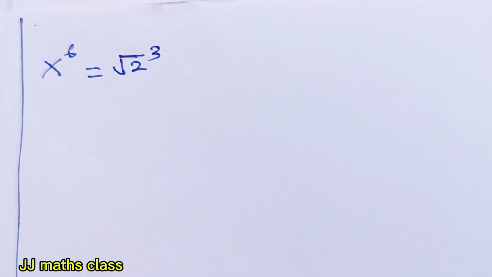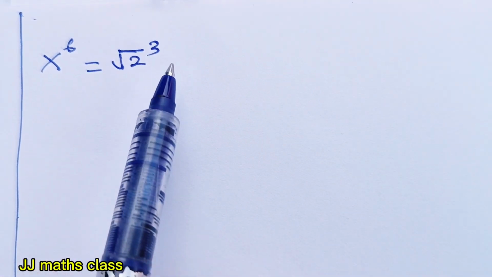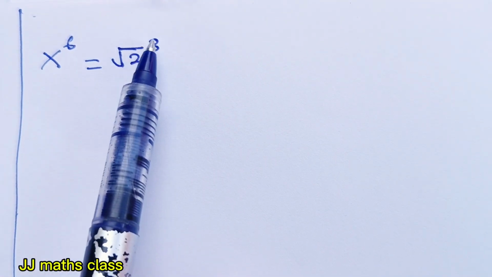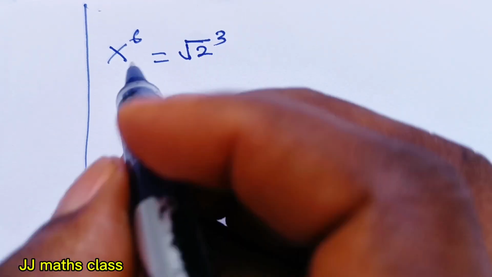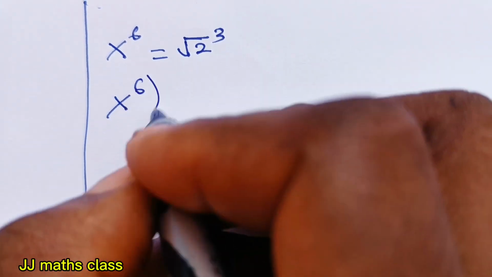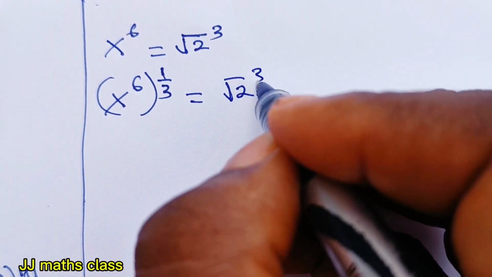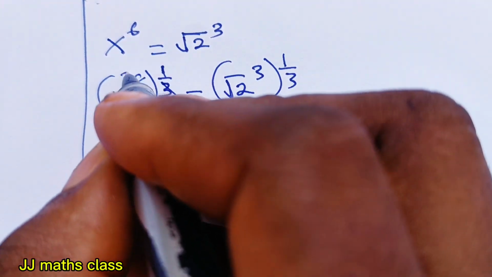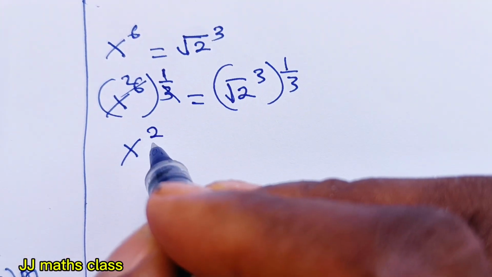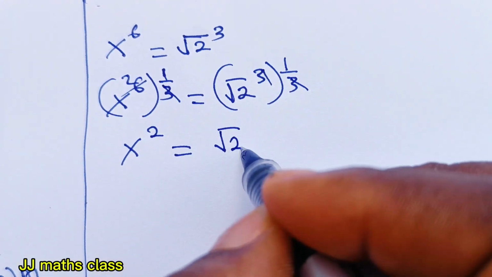Now this is where we stopped. So let us remove this 3 by taking the 1/3 root of this. If we do that, we have that on both sides raised to the power of 1/3 is equal to root 2 to the power of 3 raised to the power of 1/3. So 3, we divide this to give us 2. So we have x squared is equal to, we divide this, we have root 2.